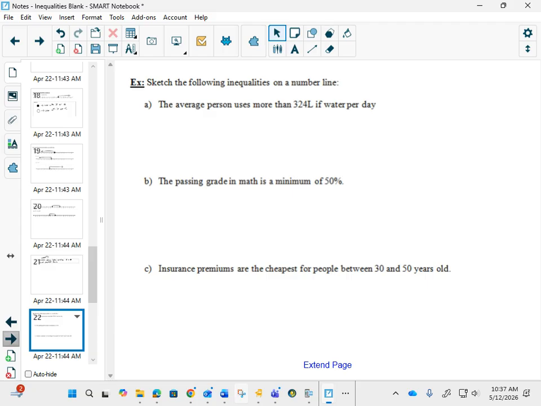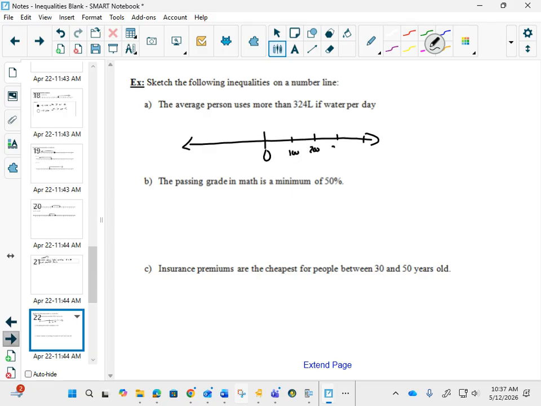I don't know what the average is, but on the number line, what I'm going to do is draw a number line here. I'm going to put 0 in the middle. Which direction would 324 be? Right. So maybe I go 100, 200, 300, 400, 100, 200, 300, 400. Would you agree that 324 would be about there? You can even mark it as 324.